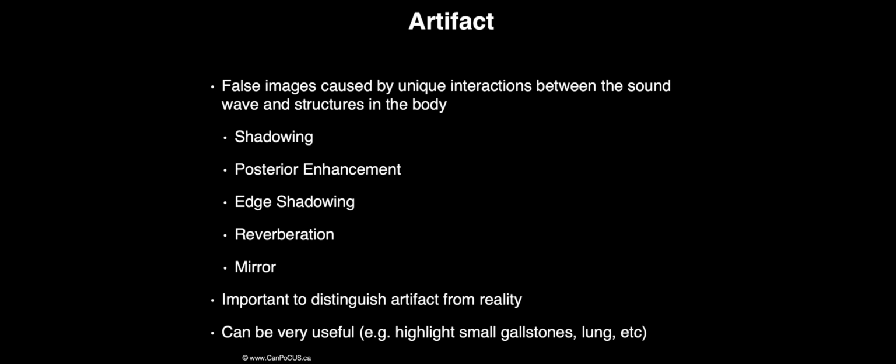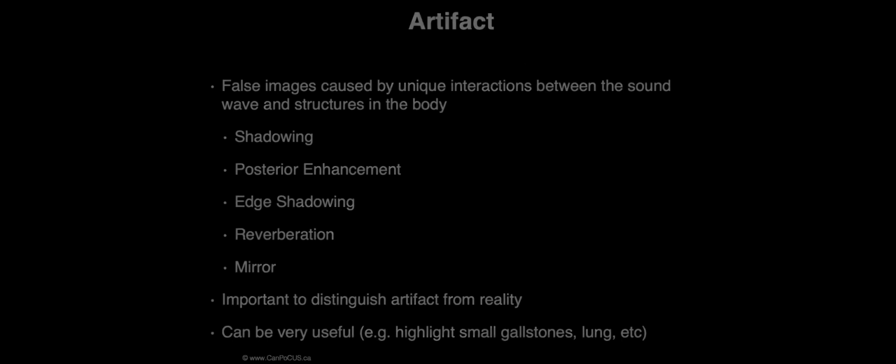Ultrasound artifacts. There are a number of false images caused by unique interactions between the sound wave and the structures in the body. These include shadowing, posterior enhancement, edge shadowing, reverberation, and mirror artifact. It is important to have a knowledge of these artifacts in order to distinguish them from real structures. Ultrasound artifacts can be extremely useful. Shadowing artifact is helpful to highlight small gallstones, and other artifacts are extremely useful in lung ultrasound.